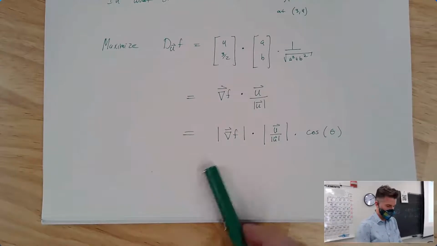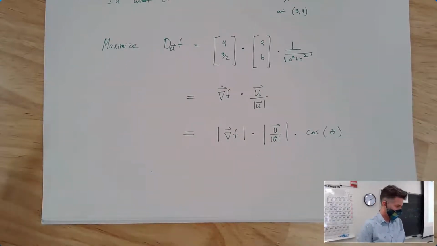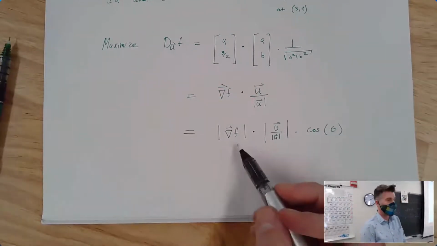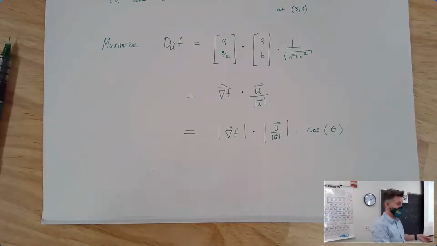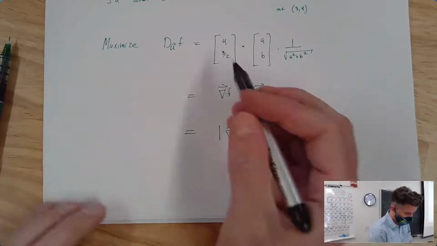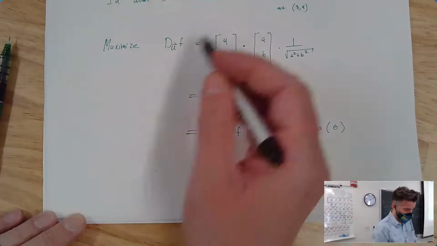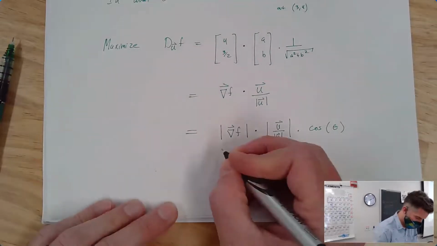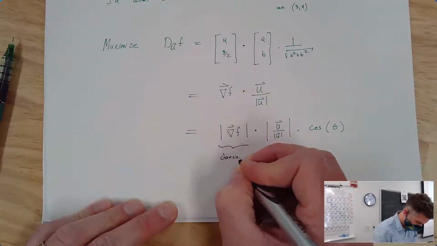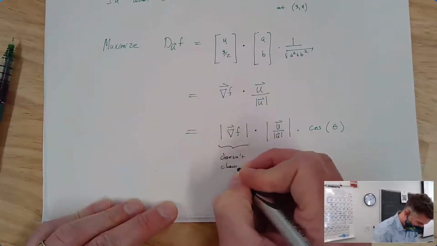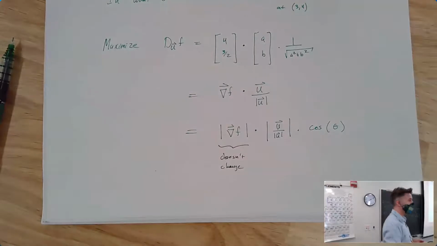So I want to make this as big as possible. The gradient is what it is, right? Whatever we have found the gradient to be, this. So the magnitude of the gradient is some number. This doesn't change, because we were asked what direction gives you the steepest slope.